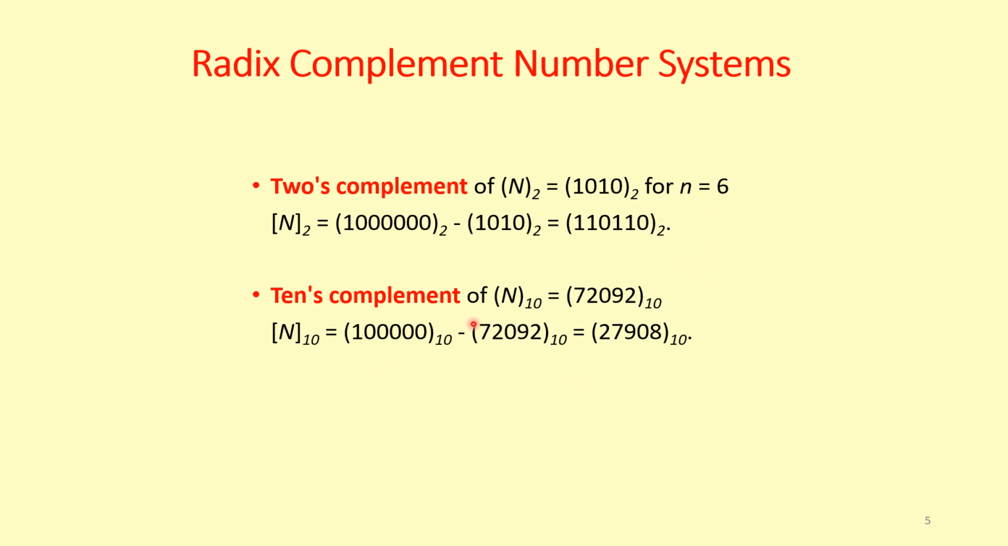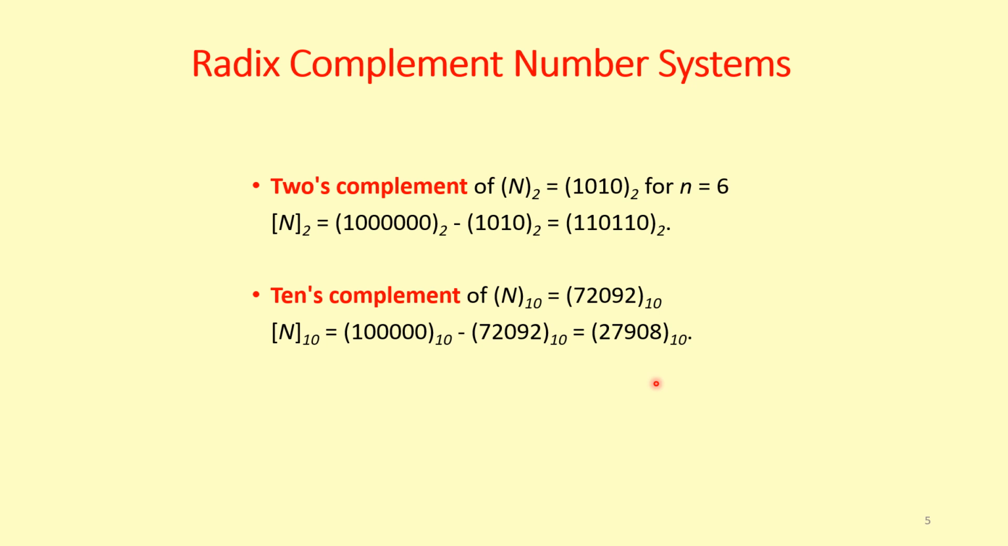Now the 10's complement number, because the subscript is 10, the number is in the decimal number system. Suppose this is a number in the decimal number system. What is its complement? We are using 5 digits to represent the number. So the complement will be 10 to the power 5, that's why 5 zeros are there, minus the number. So this is the complement. 27,908 is the complement of 72,092.